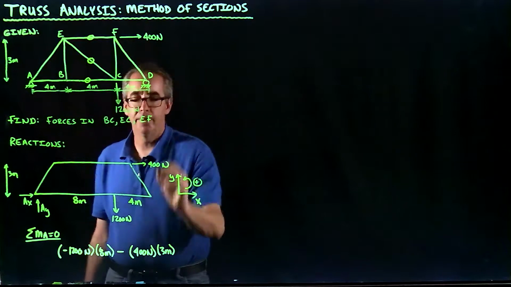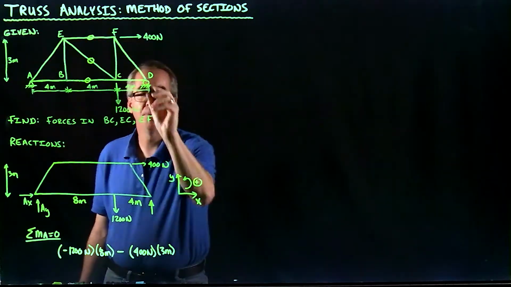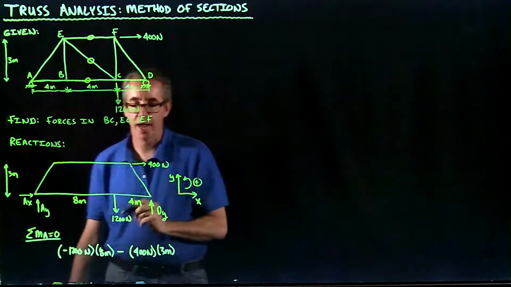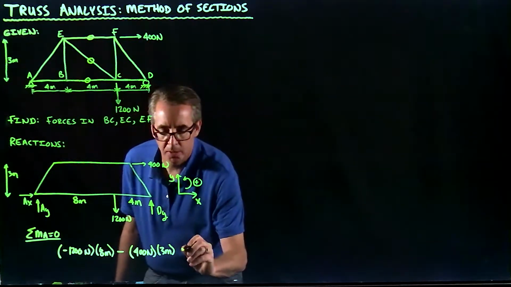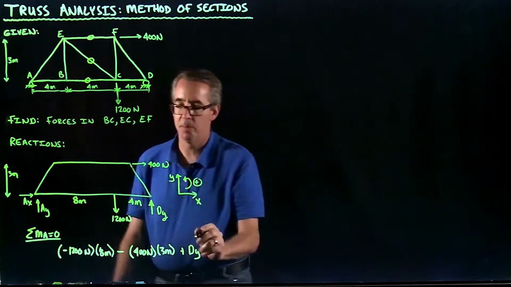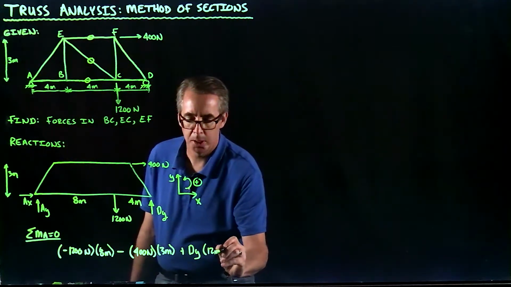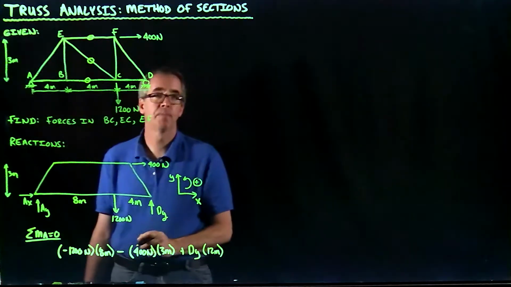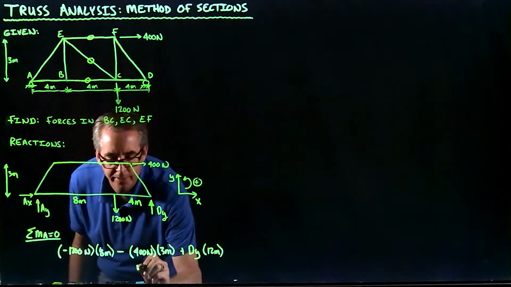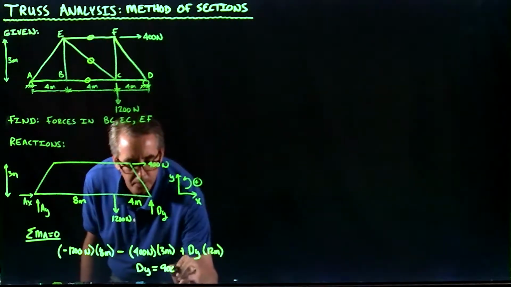And of course I forgot a reaction right here, which is what I'll be solving for. At point D, I've got a roller, which will have a vertical reaction. Based on my notation, this would be a counterclockwise moment, which is positive, at a distance of 12 meters. When I solve for this, I get DY is equal to 900 newtons.